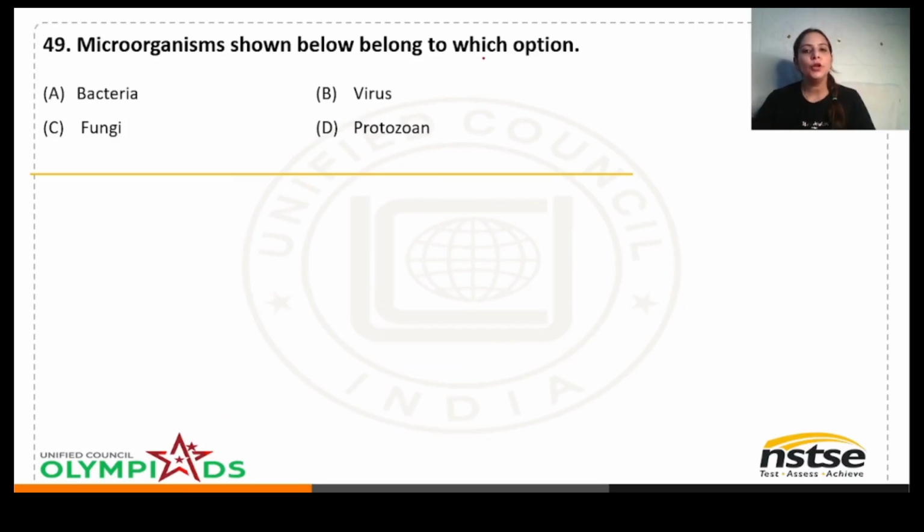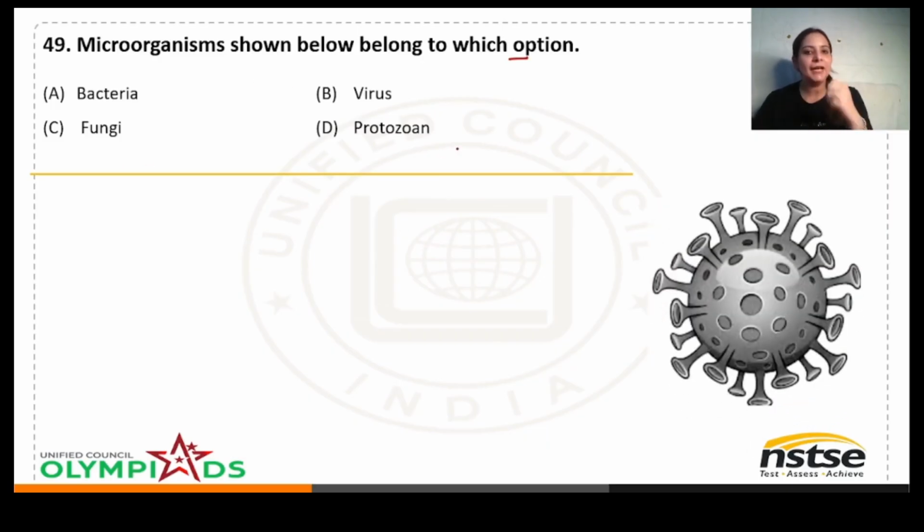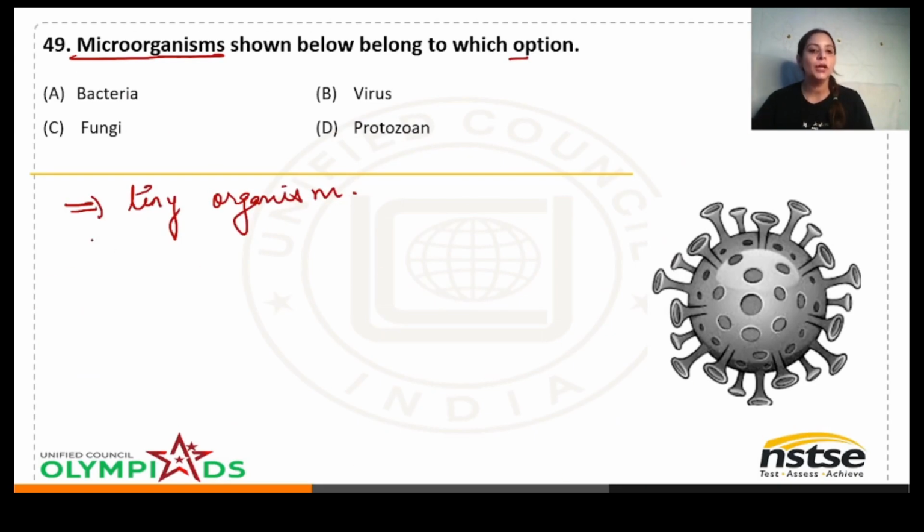Microorganisms shown below belong to which option? A, bacteria. We have figure also. Bacteria, virus, fungi and protozoa. So let's talk about microorganisms first. Microorganisms are tiny organisms which you cannot see with your naked eye because they are very, very small. So how do you see them? We make use of a microscope to look at them.